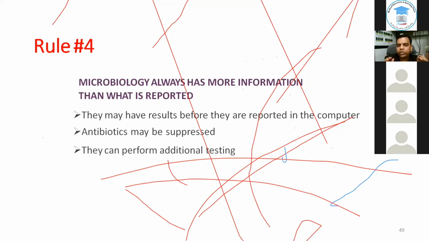Last, microbiology always has more information than what is reported on a single piece of paper. Many times, other antibiotics are also not tested or not reported, or the drug resistance mechanism is not tested. So the clinician or the ID physician can visit the microbiology lab or speak to the clinical microbiologist and get more data as needed for the particular case. They may have results before they are reported in the computer. Antibiotics may not be reported. They can perform additional testing. So the communication between the ID physician or the clinicians and the microbiologist is very important.